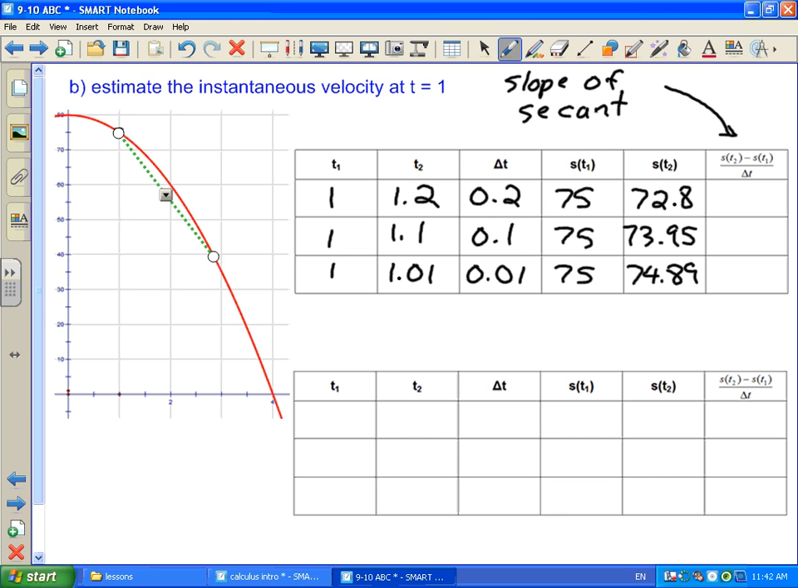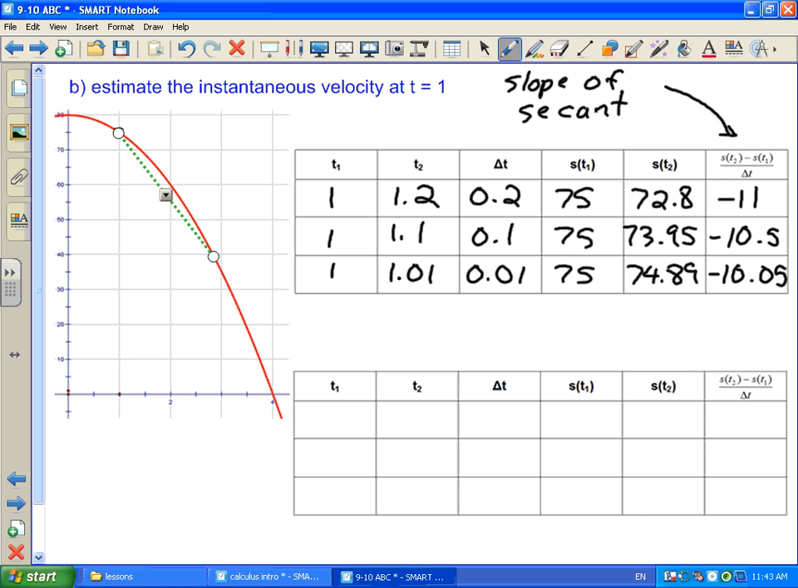So for our first row here, we get negative 11. We do it in the second interval where our delta t is 0.1. We get negative 10.5. When our time interval is much smaller, 0.01, we get negative 10.05. Now, when we look at those values for the slope of the secant, what number are they heading towards? Yeah, they're tending towards a negative 10.